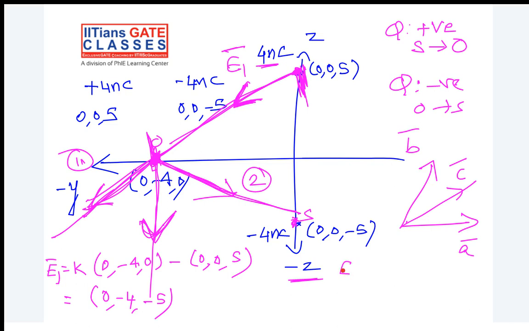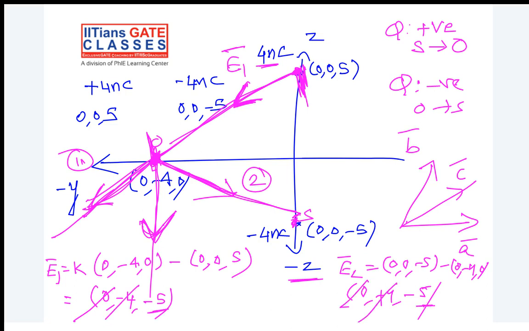How do we write E2? E2 will be 0, 0, minus 5 minus 0, minus 4, 0. Correct. So in that case, what will you get? Minus 5 plus 4. So in this case, the x component and y component get cancelled. You are going to get only the z component, and it will be negative z because of this minus.